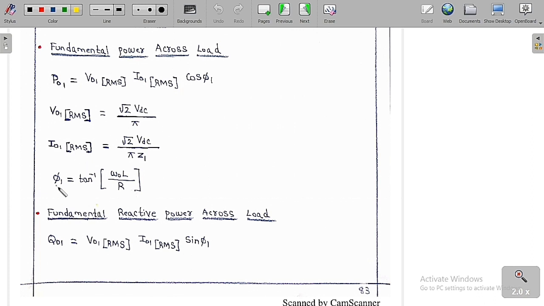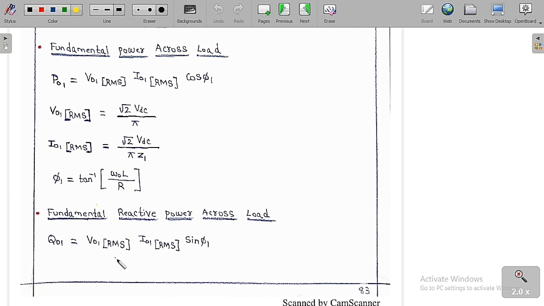If you want phi 1, we know phi n is equal to n times tan inverse of omega naught L by R. Here n is equal to 1, so if you substitute, we get tan inverse of omega naught L by R. This is the expression you get finally. If you substitute all these three things here, you get the fundamental power absorbed by the load. Similarly, I want to find the fundamental reactive power absorbed by the load.